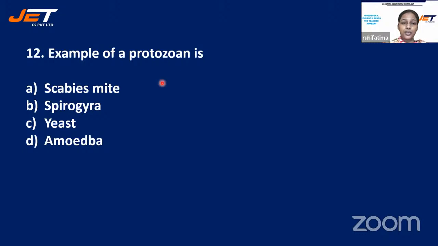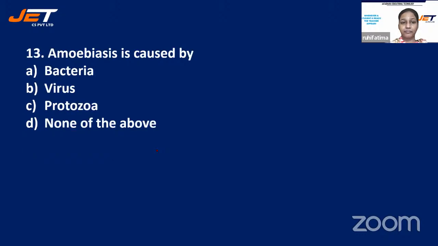Example of a protozoan is dash. Is it scabies mite, spirogyra, yeast, or amoeba? Come on, students, very easy. The spelling of amoeba is wrong over here. There will not be a D. It's amoeba, and the correct answer is amoeba only. Example of protozoan is amoeba.